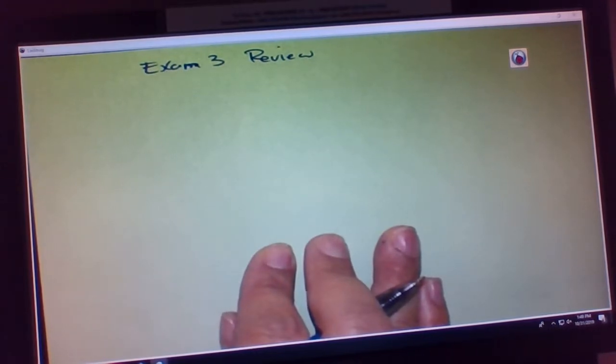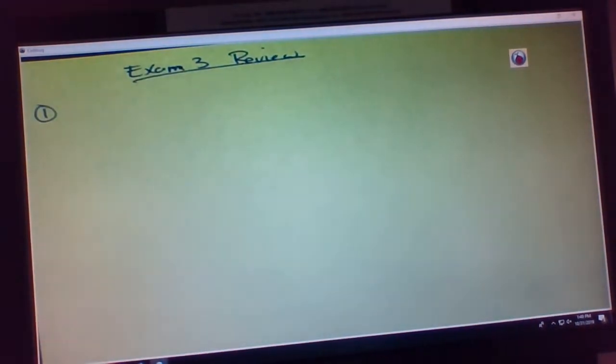Okay, exam 3 review. We have different approaches. You do need your little cheat sheet, and it's been updated with all the formulas there. I tried to get rid of some stuff, made some other stuff small.